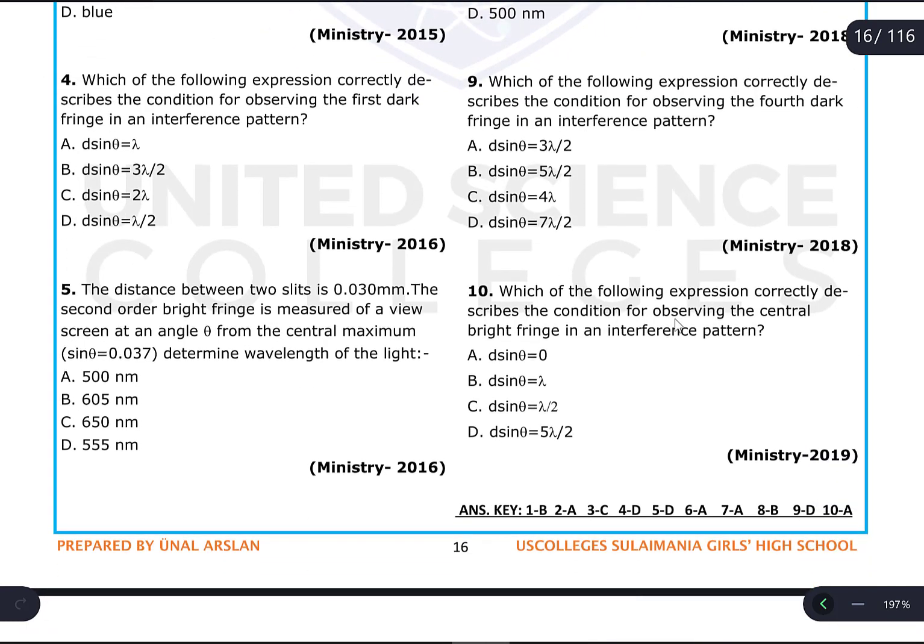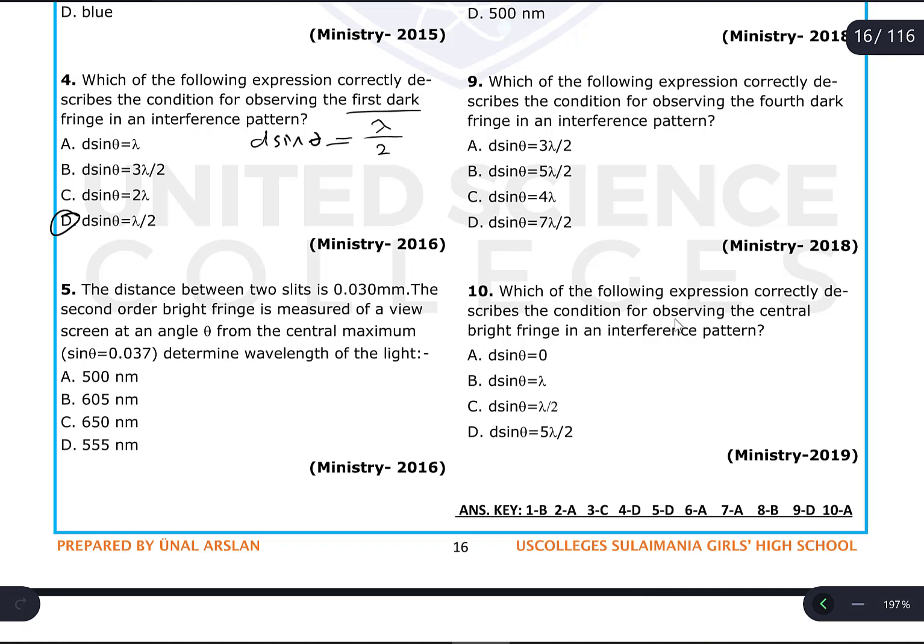Question number 4. Which of the following expressions correctly describes the condition for observing the first dark fringe in an interference pattern? The first dark fringe occurs when the path length difference is lambda over 2, and when sine theta is equal to lambda over 2, the first dark fringe appears on the screen.